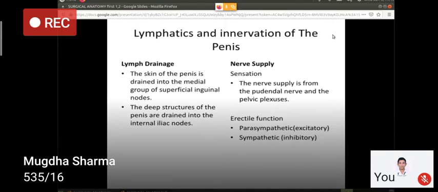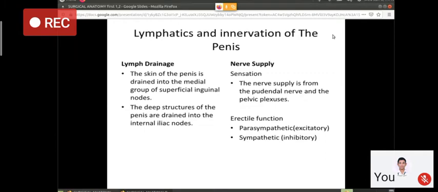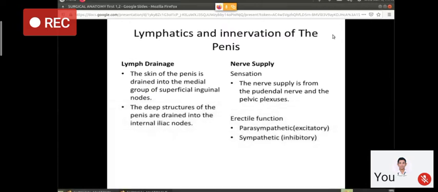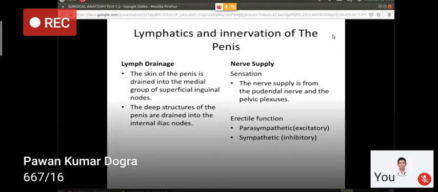Then comes the lymphatic drainage and innervation of the penis. The skin of the penis drains into the medial group of superficial inguinal nodes. The deep structures of the penis are drained into the internal lymph nodes. They are important in carcinoma of the penis because the lymphatic drainage follows this pattern, and the draining lymph nodes have to be removed along with the excision of the disease.